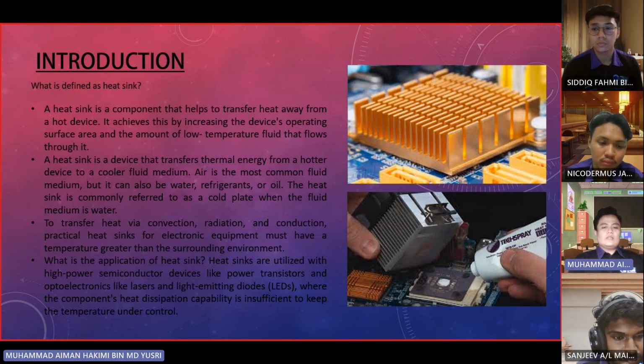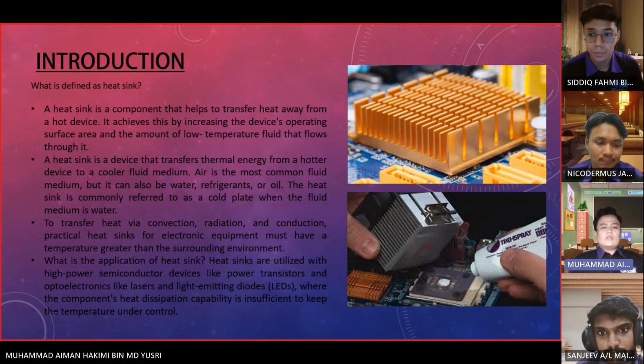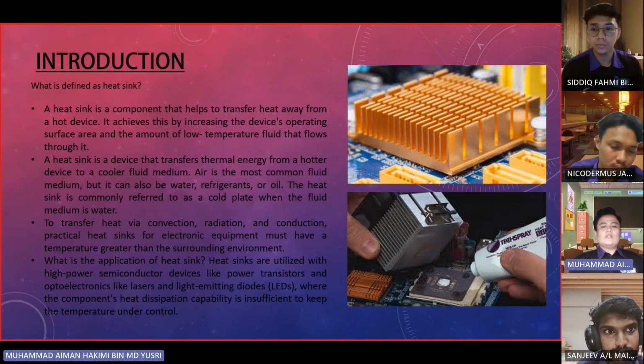Heat sinks are utilized with high power semiconductor devices like power transistors and optoelectronics like lasers and light emitting diodes, LEDs, where the component's heat dissipation capability is insufficient to keep the temperature under control.